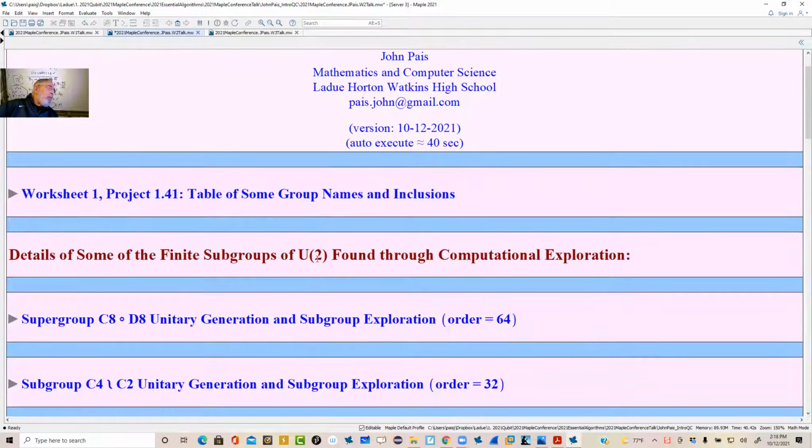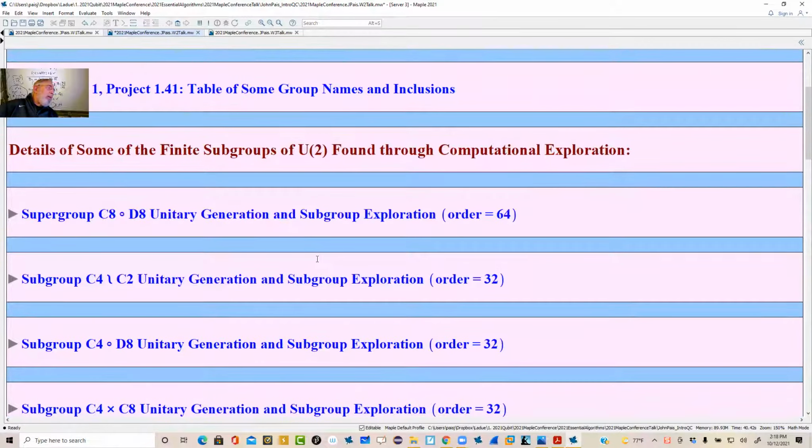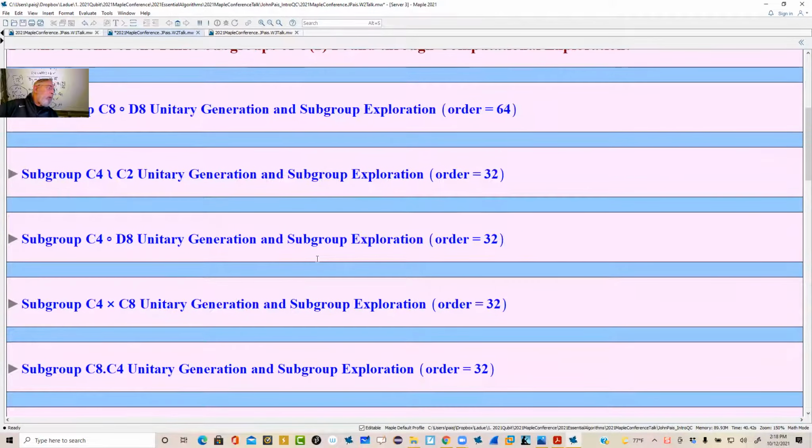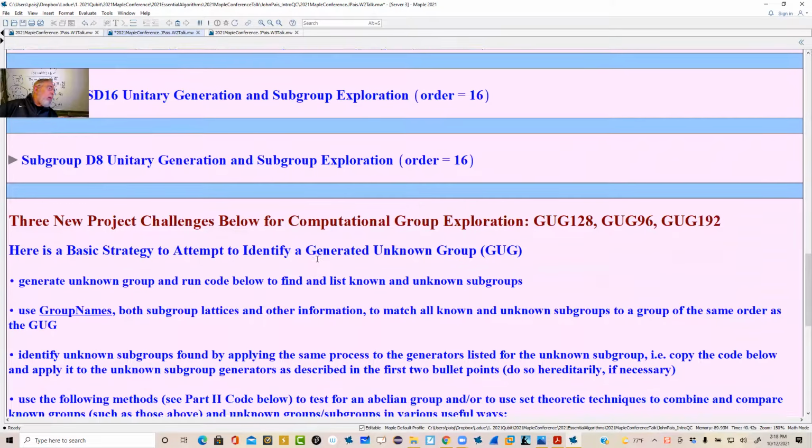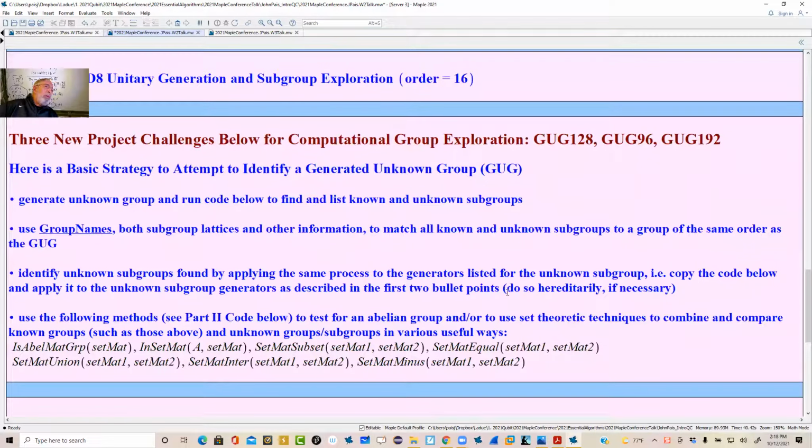And in worksheet 2, I talk about a lot of the explorations we found, the groups we found. Furthermore, down here at the bottom, I give you some new groups for students to work on, namely generated unknown group 128, that's the order of the group, generated unknown group 96, and generated unknown group 192. So those are the orders. And the idea is that we just keep extending, and we want to find generators for these groups. So it's a fun activity.